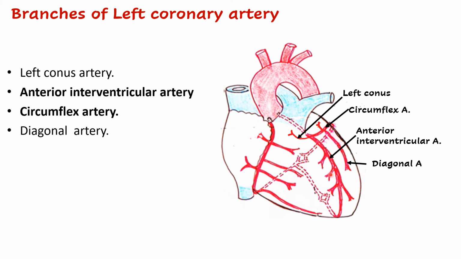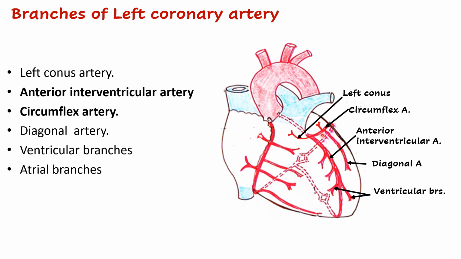Now this circumflex artery will also give another big branch to the left ventricle, and this is known as the diagonal artery. Sometimes the left coronary artery will divide into three branches: anterior interventricular, circumflex and diagonal. But normally the diagonal artery is a branch of the circumflex artery and it supplies the left ventricle. Then we have unnamed ventricular branches from the anterior interventricular artery and from the diagonal artery.